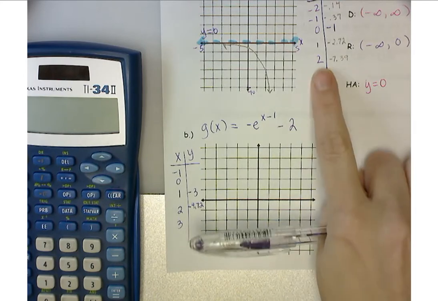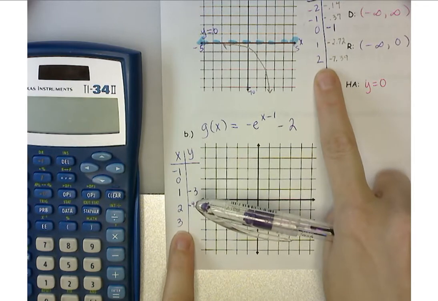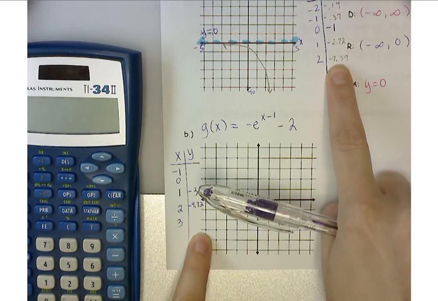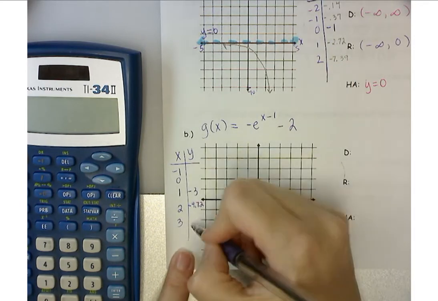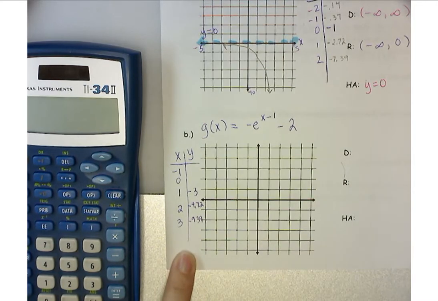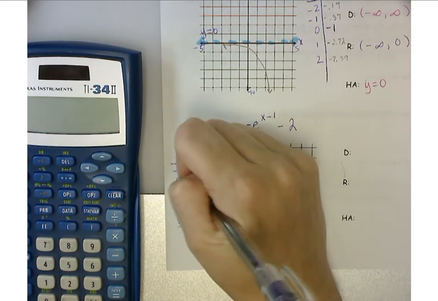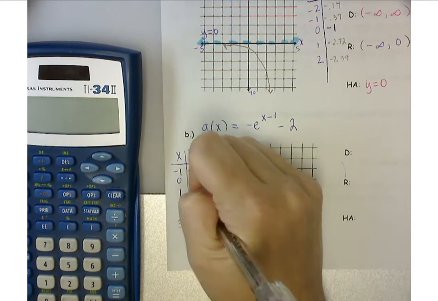For the next one, I move that 1 to the right. 2 to 3 is plus 1. So to get the next one, all I have to do is take this and subtract 2. Can I verify that on my calculator? Yeah. Okay, same thing for these. If I just subtract 2, negative 2.14. If I subtract 2, negative 2.37.